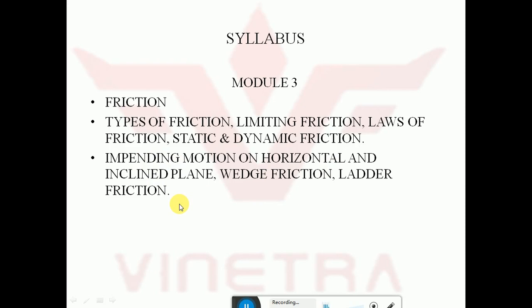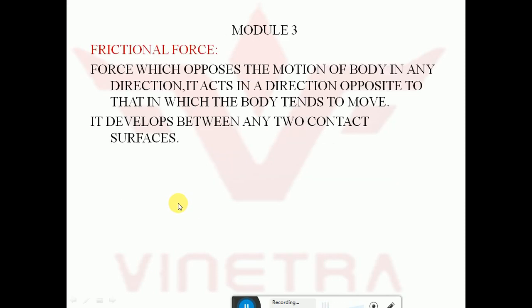So till now in Module 3 what we have done is finding support reactions, how to find support reactions, types of supports, and types of loading, which was the first portion of this module. The next half of Module 3 is purely about friction, types of friction, and impending motion, the things related to friction. So now we will start with friction.